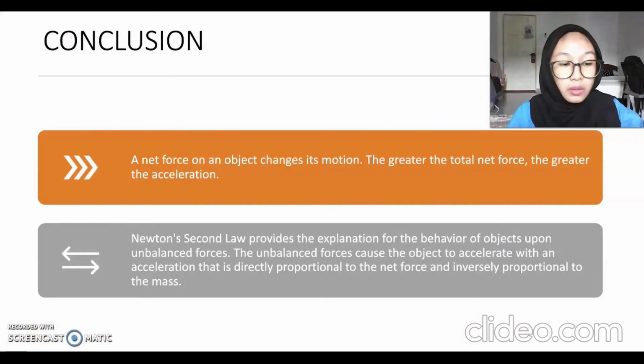Okay, based on all of the procedures, results and analysis of this experiment, we can conclude that a net force on an object changes its motion. That means the greater the total net force, the greater the acceleration. Second, Newton's second law provides the explanation for the behavior of objects under unbalanced forces. The unbalanced forces cause the object to accelerate with an acceleration that is directly proportional to the net force and inversely proportional to the mass. That's all from us. Thank you.